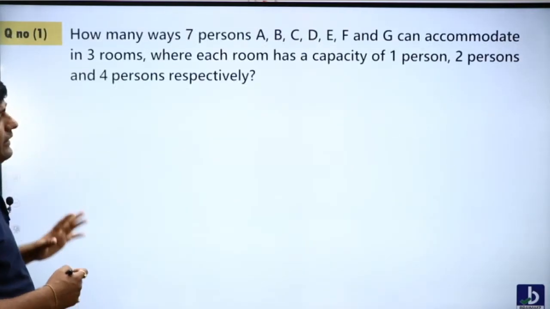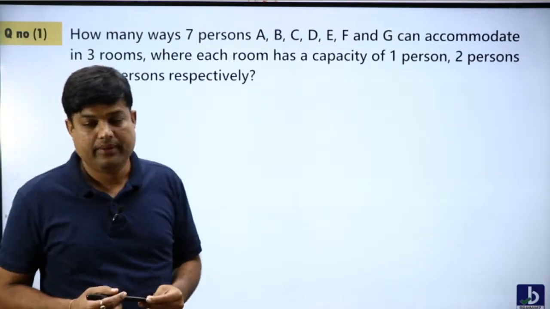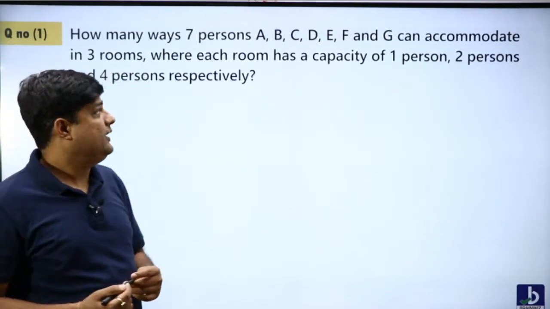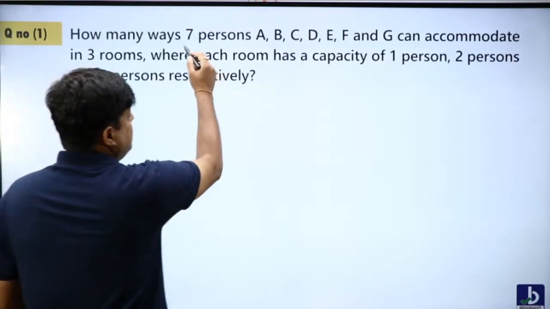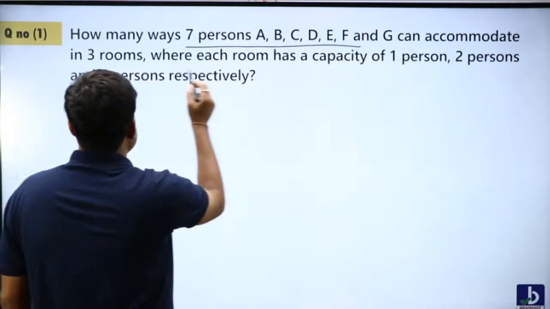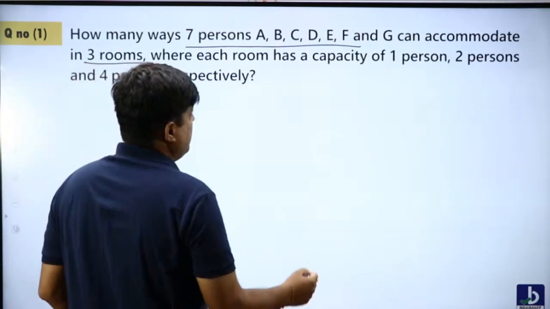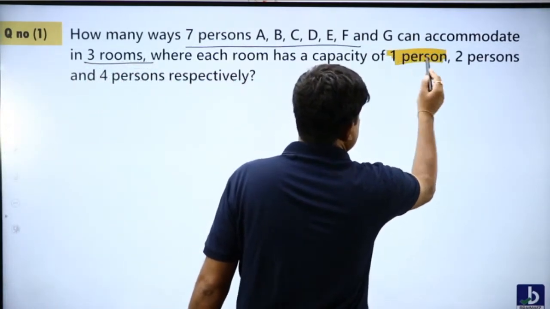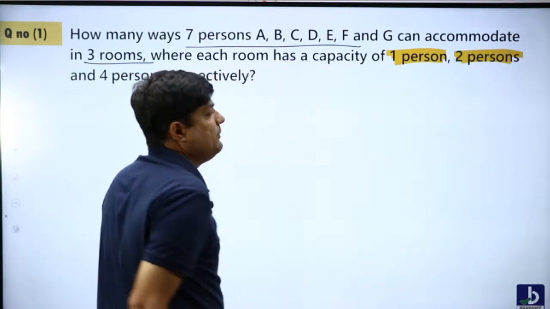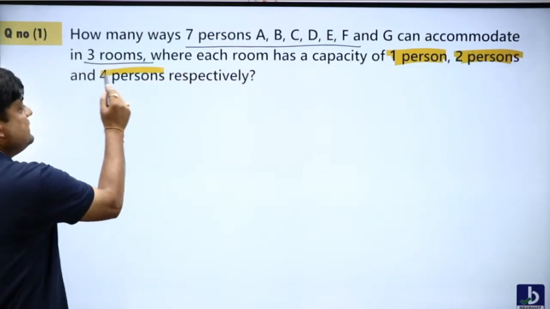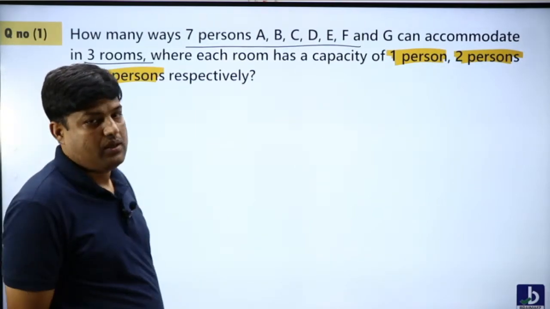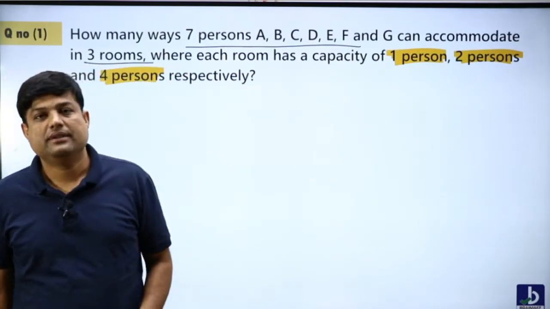Now, students, a very basic, simple question he is going to give you here. Have a look here. What is this? He told you: in how many ways can 7 persons be accommodated in 3 rooms, where the first room consists of only 1 person, the second room has 2 persons, and the third room has 4 persons. Are you understanding, everybody? Is it clear to you?